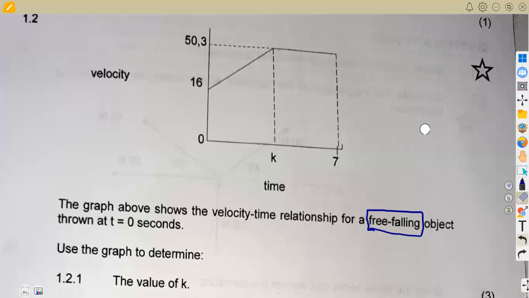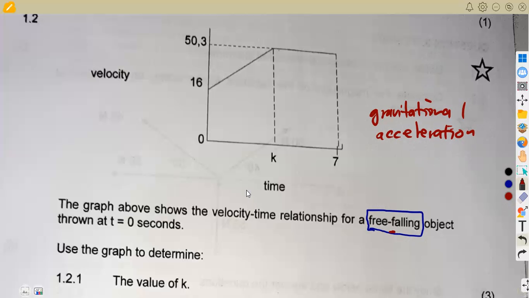You are going to consider the issue of what? The gravitational acceleration. This is the most important part that you are supposed to put into consideration, because we're talking about what? A free falling object. We are supposed to be considering the gravitational acceleration.